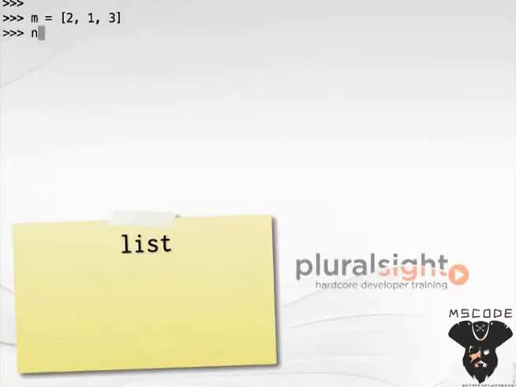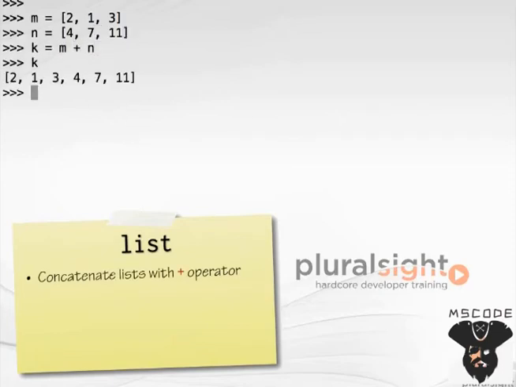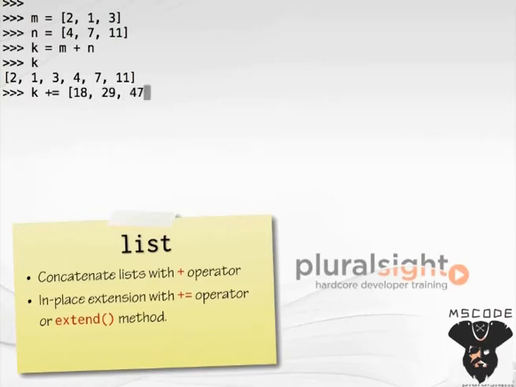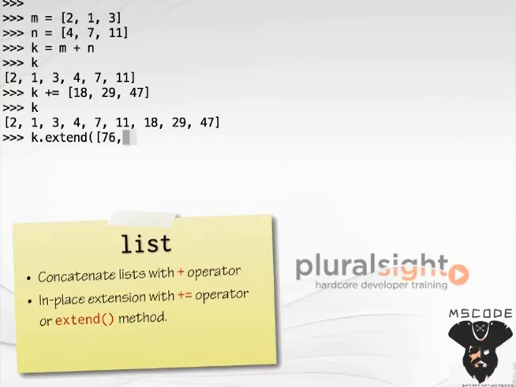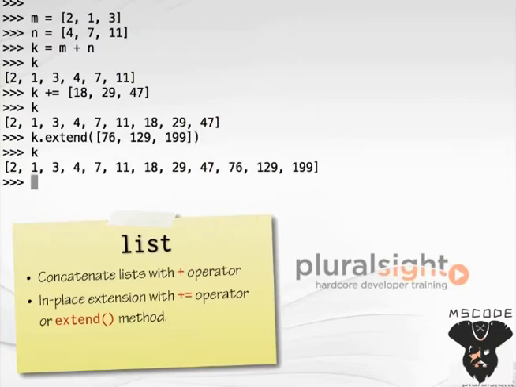Concatenating lists using the addition operator results in a new list without modification of the operands, whereas the augmented assignment operator plus equals modifies the assignee in place. This can also be achieved using the extend list method. All of these techniques work with any iterable series, not just lists, on the right-hand side.